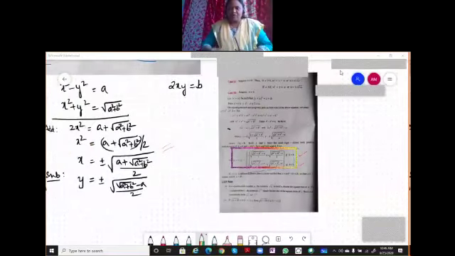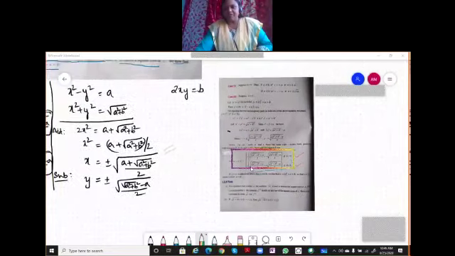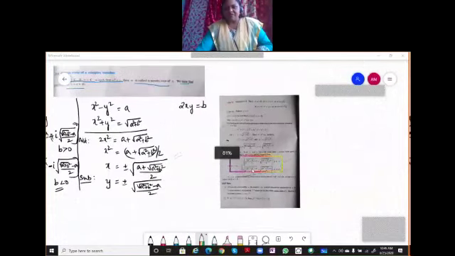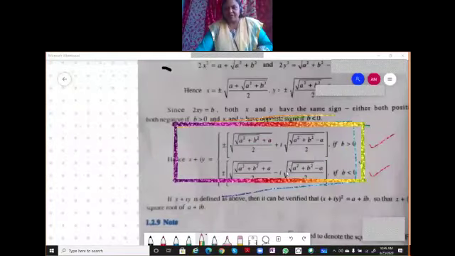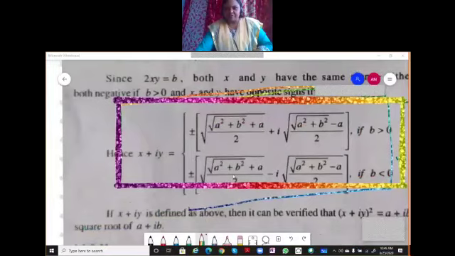So x plus iy is equal to plus or minus square root of (square root of a squared plus b squared, plus a) by 2. This is very important for us. Plus i into the same thing, the same term except the change to minus: here plus a, here minus a.